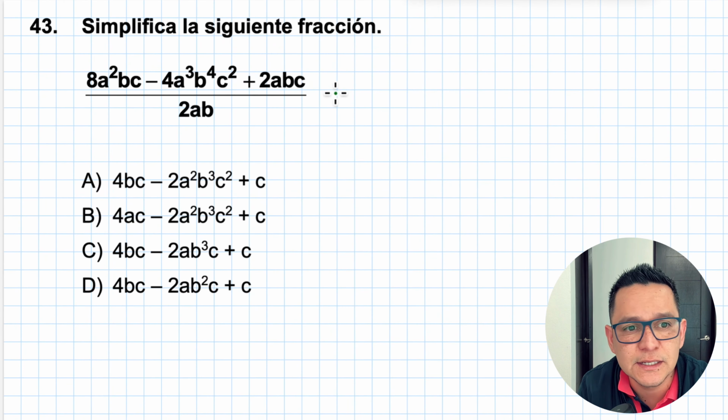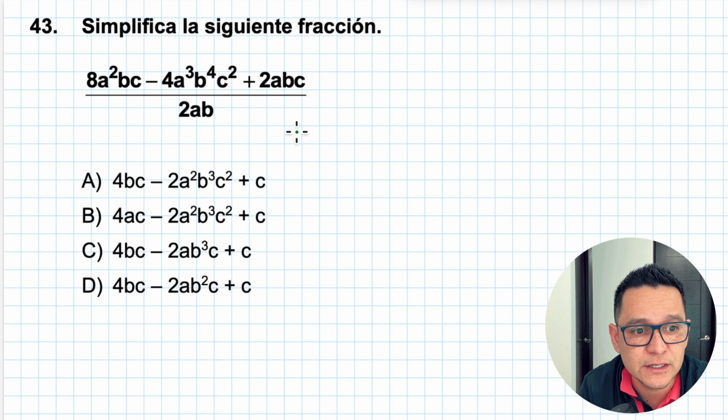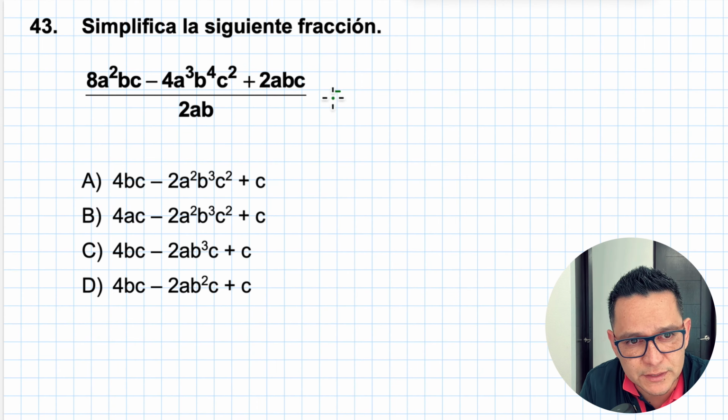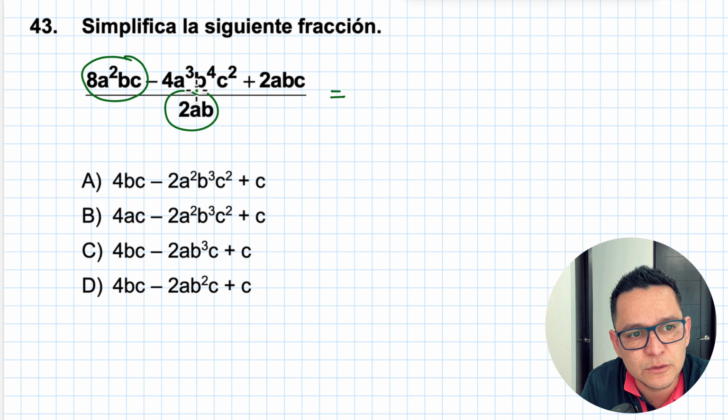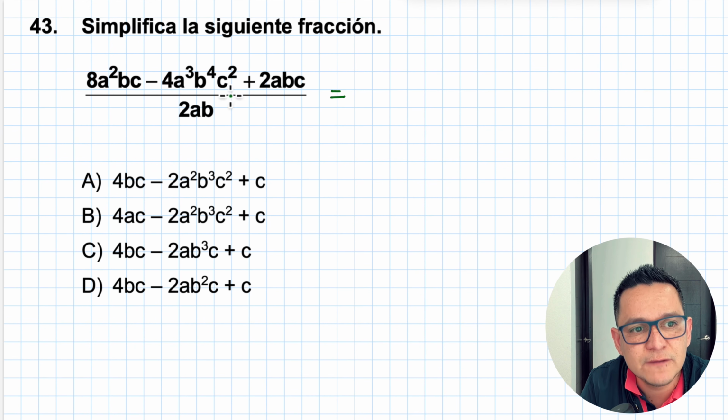Simplify the following fraction. Here we have the fraction and 4 possible answer choices. I'll work here directly, okay? The first thing I'm going to do is separate. So I'm going to put this term over 2ab, then I'm going to put this term over 2ab, and finally, well, the same, this term over 2ab. You know? So let's see. Let me write it down really quickly.